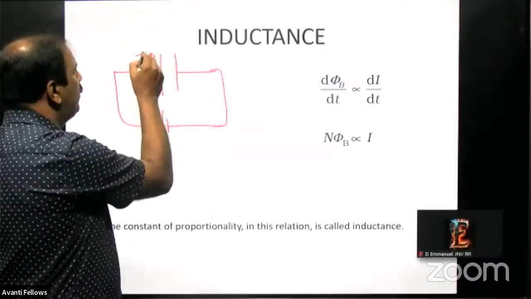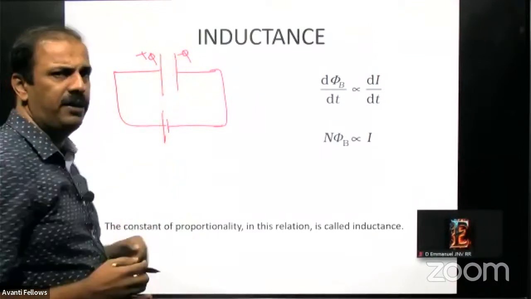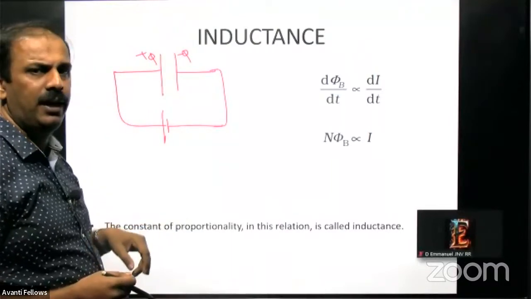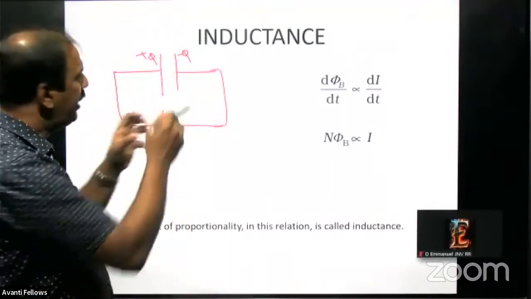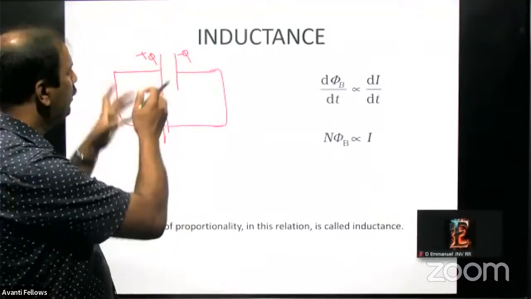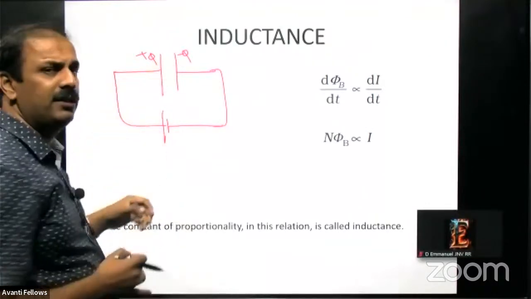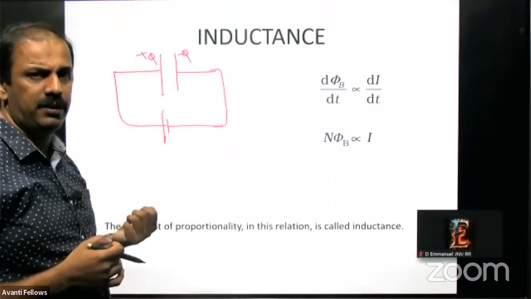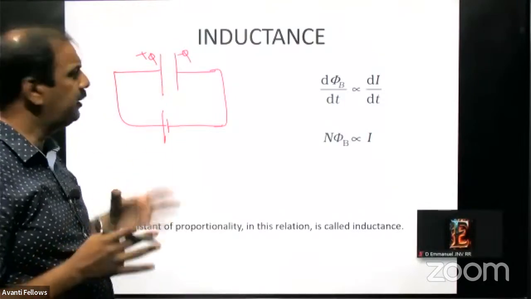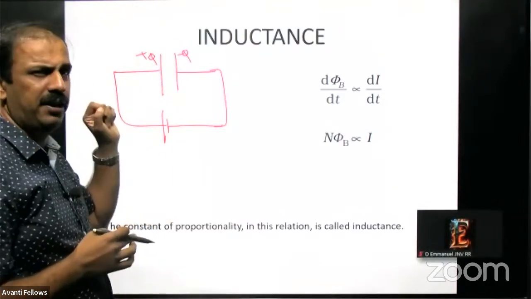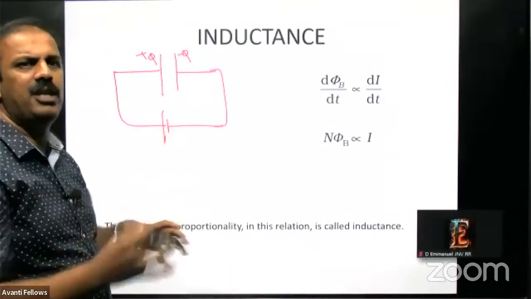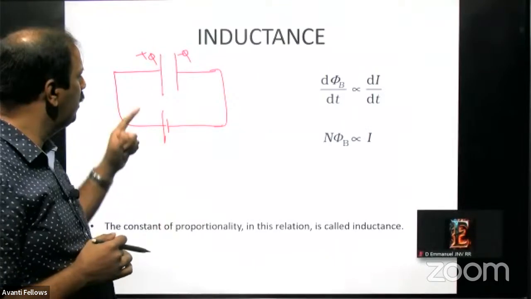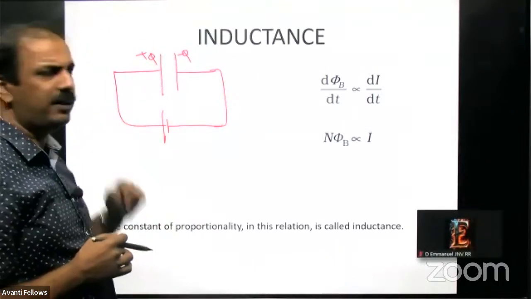This side will be positive, plus Q, minus Q. It will store charge there. So this device is called a capacitor, and it can store energy. How much it is storing depends on the capacitance of the capacitor. I think that's clear. We have a capacitor here, and this capacitor stores charge and stores energy, depending on its capacitance. Now, in the same way, we have an inductor.